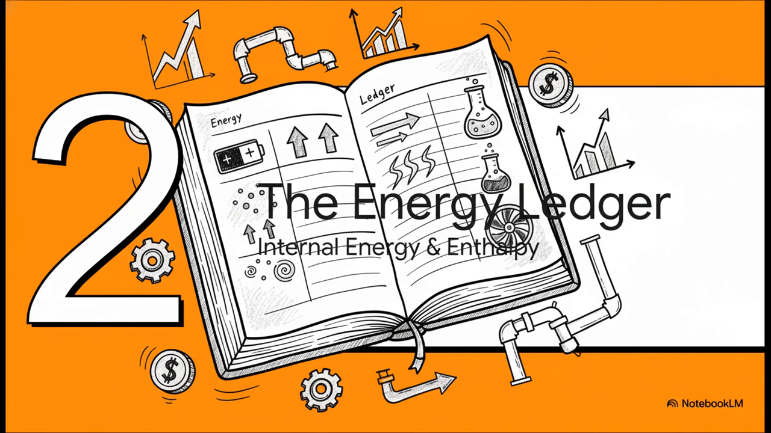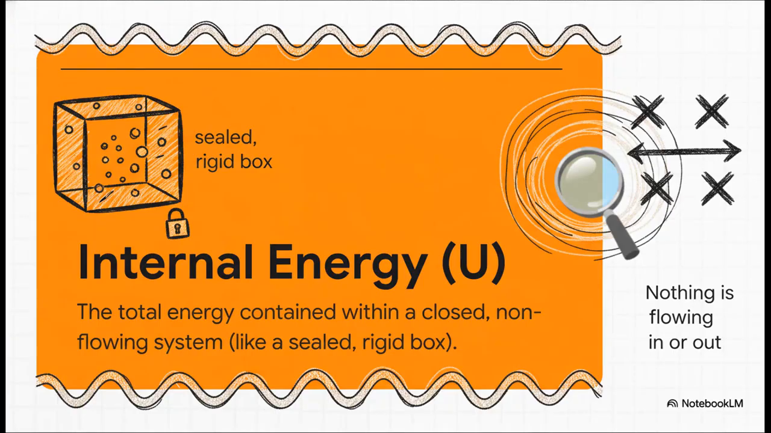So if energy is like the money in that bank account, how do engineers actually keep the books? Well, they use a kind of energy ledger with two main columns, and which one they use depends entirely on the system they're looking at. These are called internal energy, which we label with a U, and enthalpy, which gets an H. Let's start with internal energy, or U.